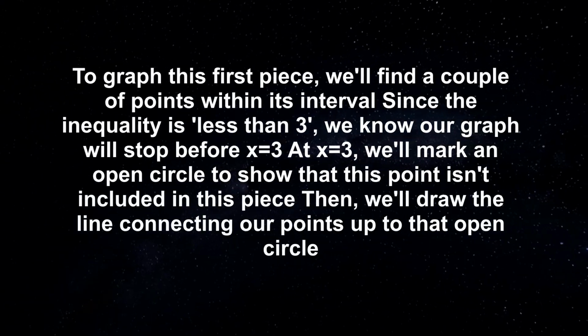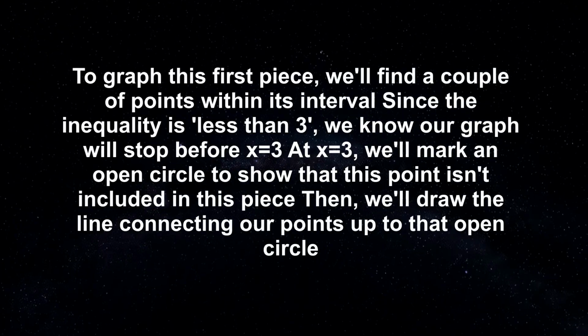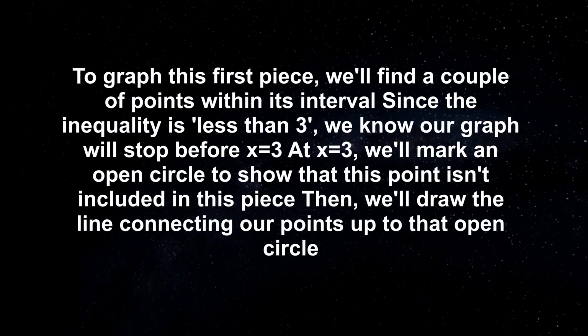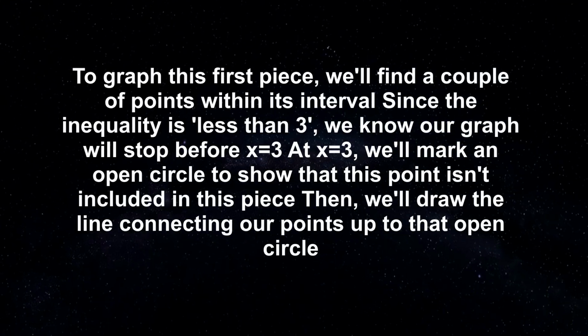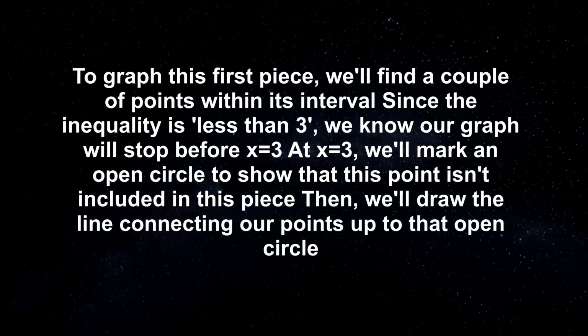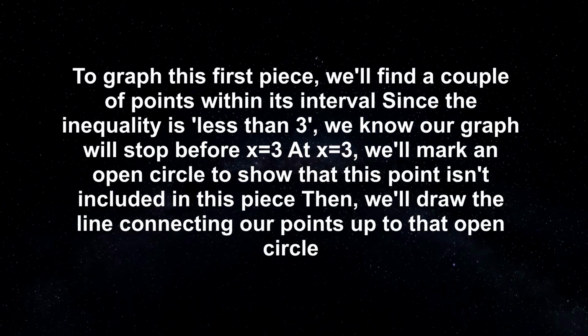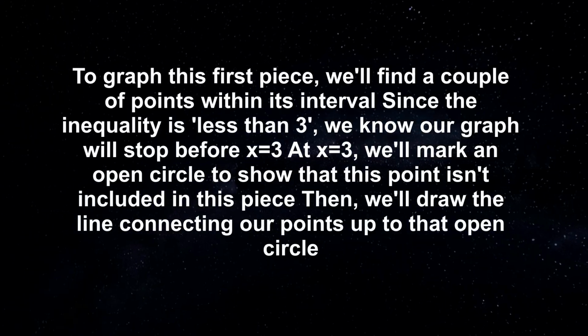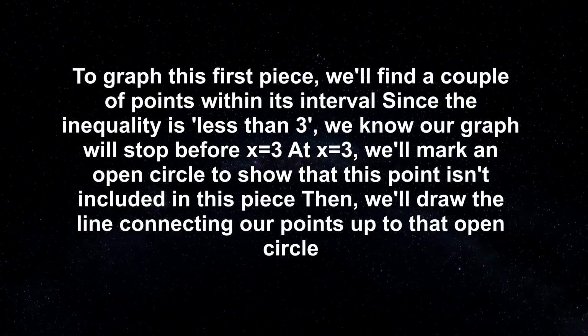To graph this first piece, we'll find a couple of points within its interval since the inequality is less than 3. We know our graph will stop before x equals 3. At x equals 3, we'll mark an open circle to show that this point isn't included in this piece. Then, we'll draw the line connecting our points up to that open circle.